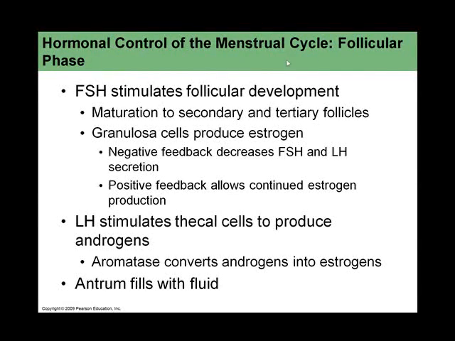So the hormonal control of the menstrual cycle, the follicular phase is what we are considering. FSH stimulates the follicular development, so recruitment and development, maturation to the secondary and the tertiary follicles. Only one will become the mature follicle. The granulosa cells produce the estrogen. The negative feedback decreases FSH and LH secretion, and there's a positive feedback that allows the estrogen production.